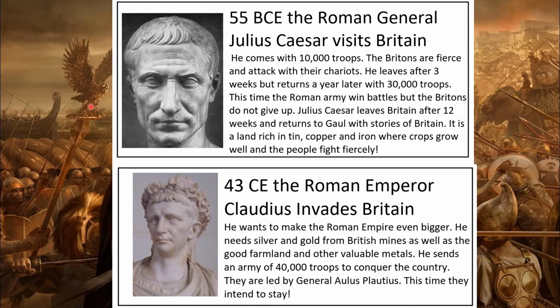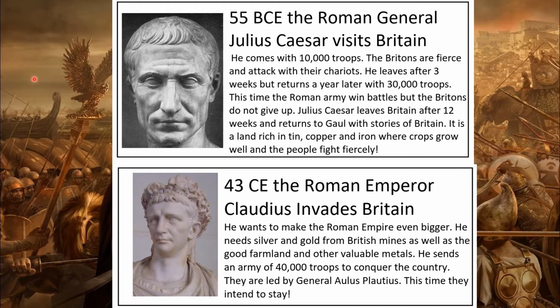He leaves after 3 weeks, but he returns a whole year later, not with 10,000 troops this time, but with 30,000 troops. And this time, the Roman army wins the battle. Julius Caesar ends up leaving Britain after around 12 weeks, and he returns to the Gaul, that place with all the countries they have control over, with the stories of Britain. It is a land rich with tin and copper and iron, where the crops grow well and the people fight fiercely.